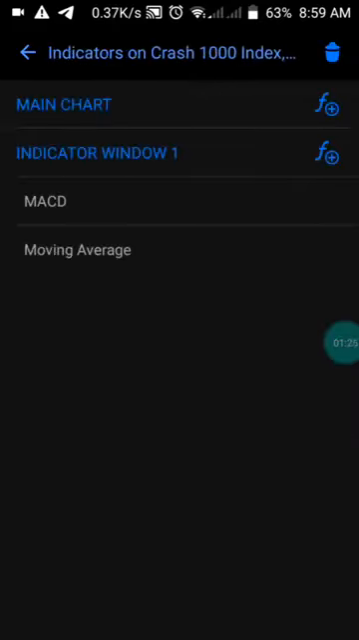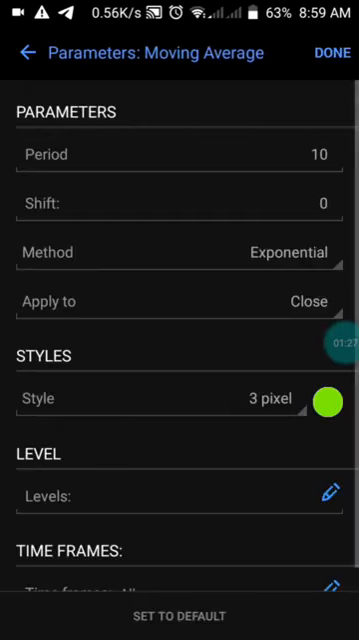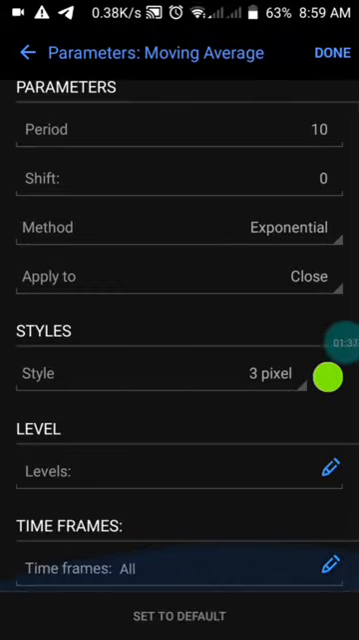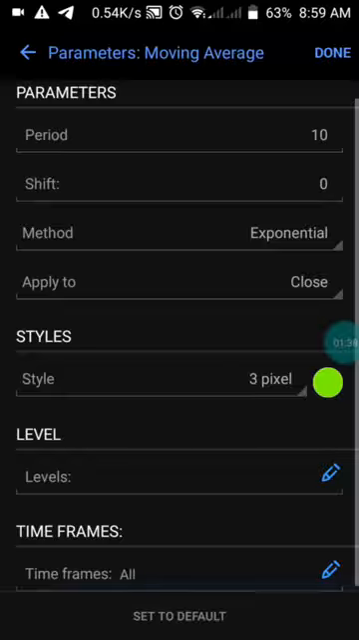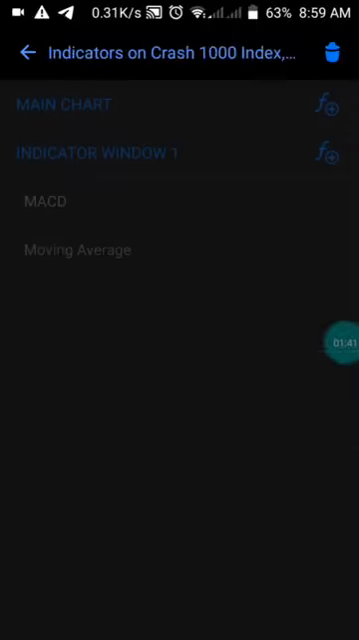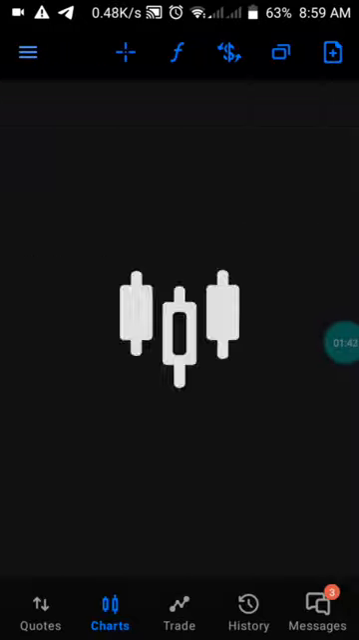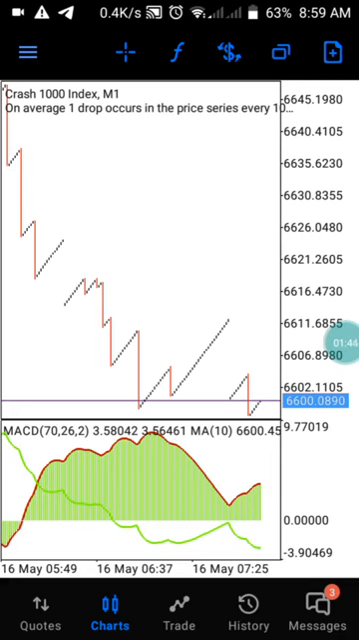Then we have the second indicator, the moving average with a period of 10. We have the shift of 0, the method to be exponential, apply to close, and we have green as our color here. We don't have any levels here. Then that is done. So with these two indicators, you can trade successfully.